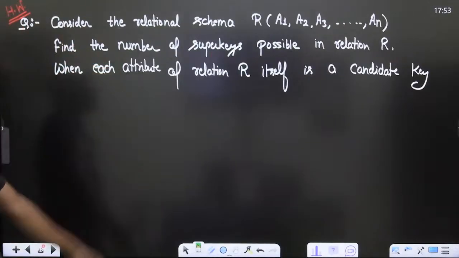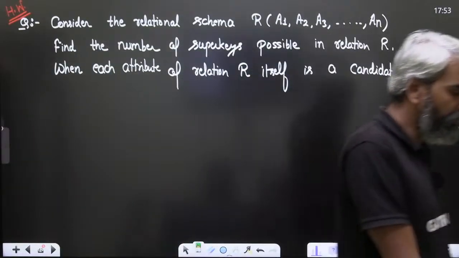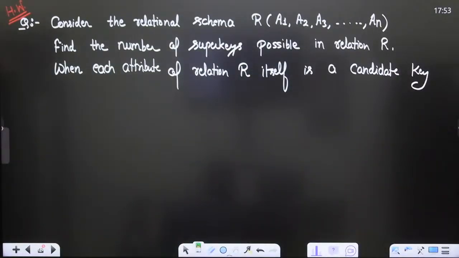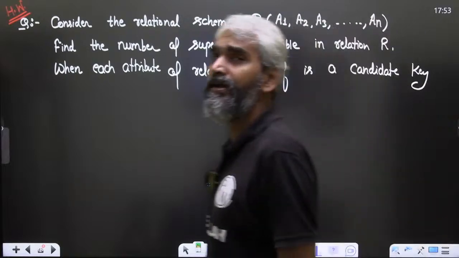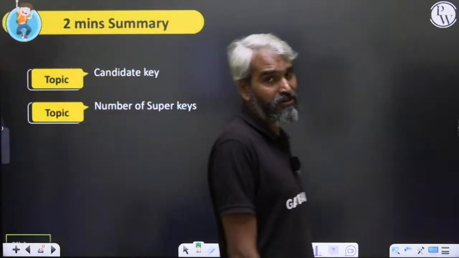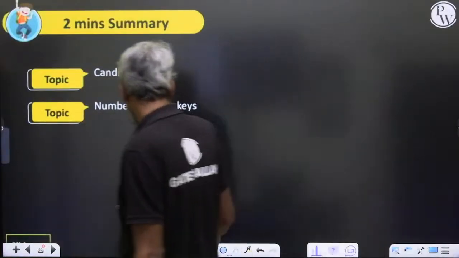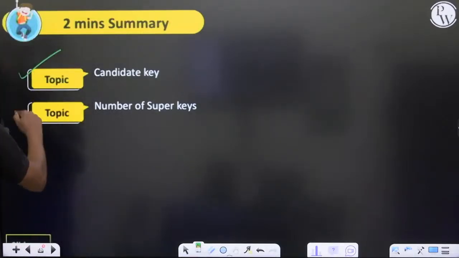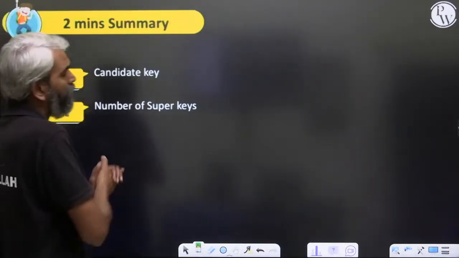One more: if every attribute of relation R is a candidate key in itself, then how many total super keys are possible? Clear? So these are the homework problems for the next class. We'll discuss these questions in the next class. So that will be all for this session. If you have any doubt, you can ask.